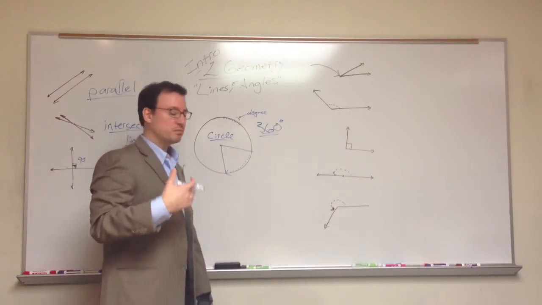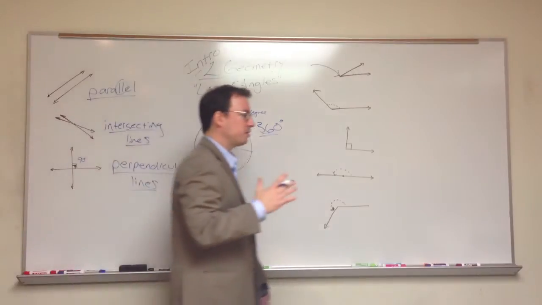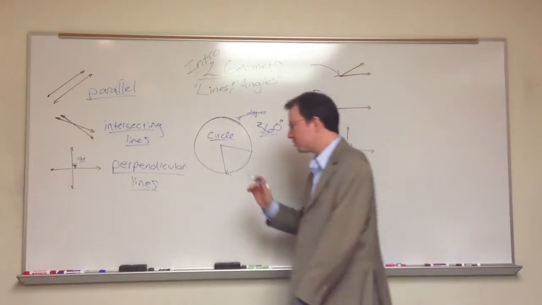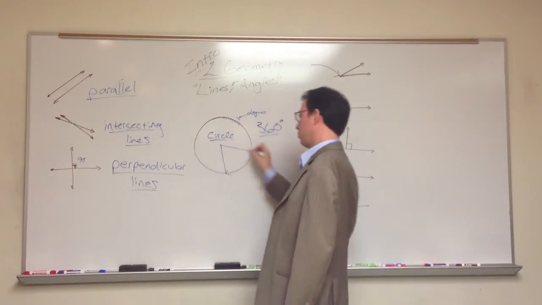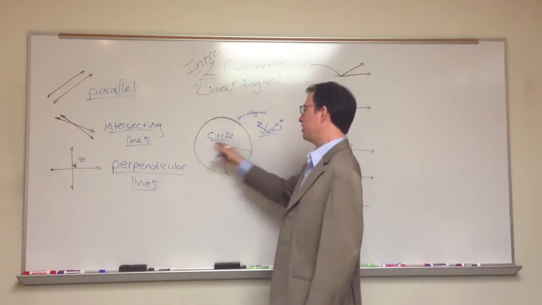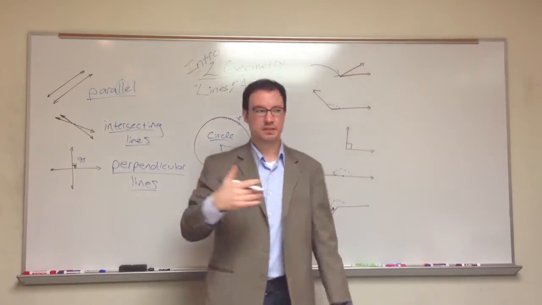You might have heard some phrases, some people talk about do a 180. You're going this way, you do a 180. Well, you just went 180. You did half the circle. You didn't go all the way around. That would be a 360.